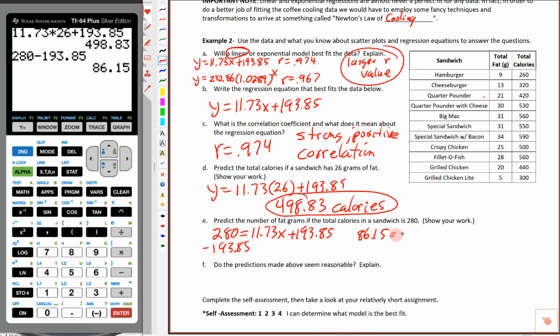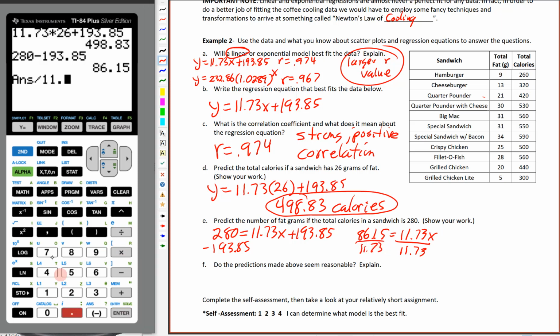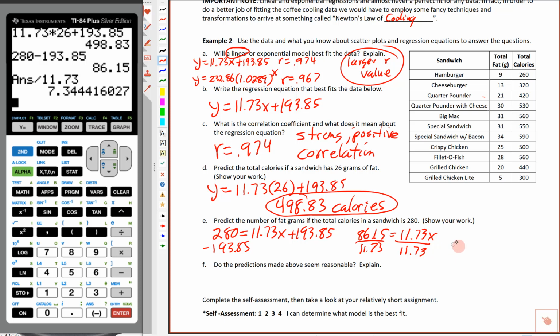86.15 equals that other side, which is 11.73x. And then we're just going to divide by 11.73. Make sure I typed everything in right. And I get 7.34. So x is equal to 7.34. Now, that's an x value, so this is going to be 7.34 fat grams. Okay, and then we'll circle that.